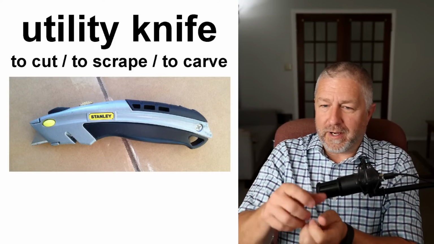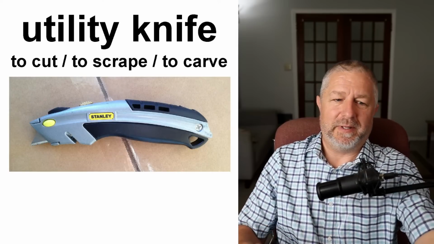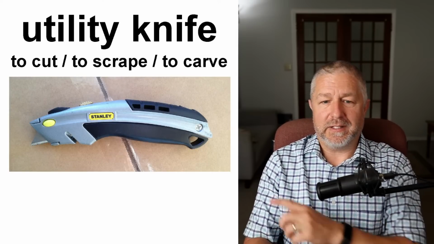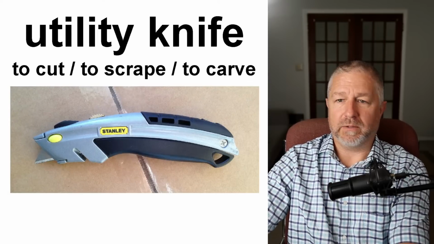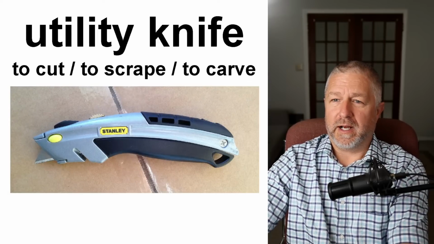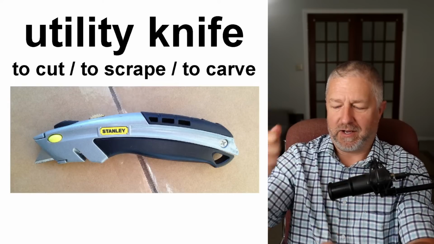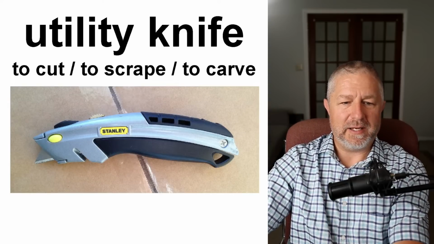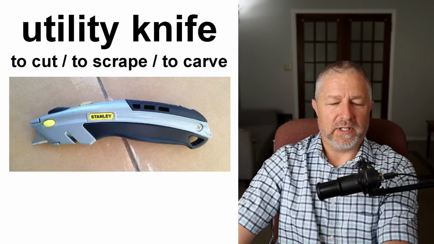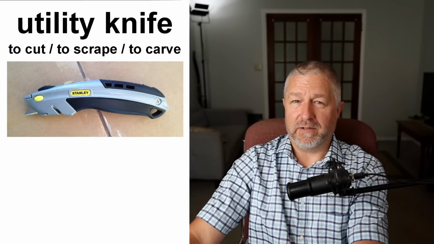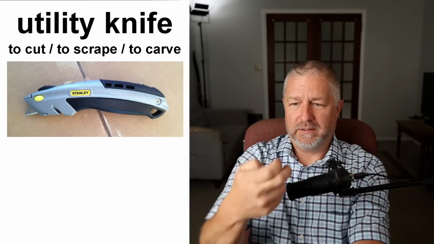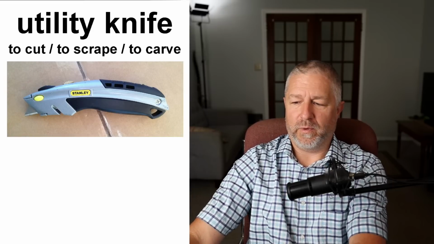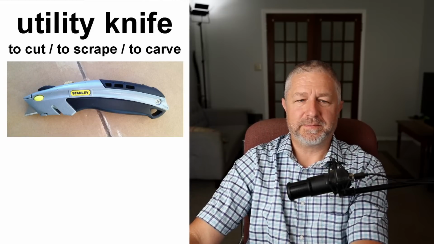So if you open it up, there's a little storage compartment where you can have extra blades. But a utility knife is super handy. You can use it to cut rope. You can use it to cut little zip ties off of things. You can use it for many, many things. And usually it has a retractable blade for safety. So when you're done using it, you can put the blade back inside, and then no one will injure themselves.